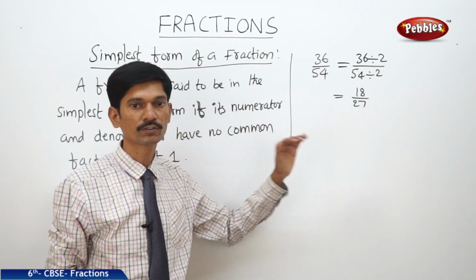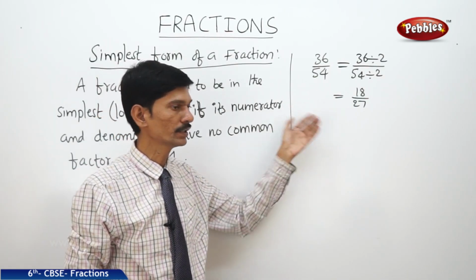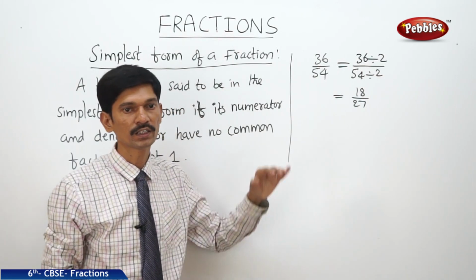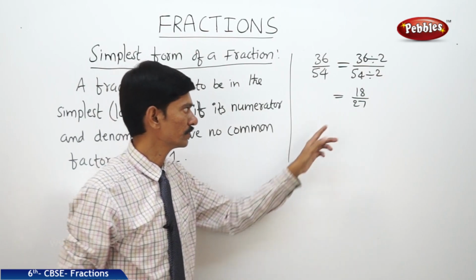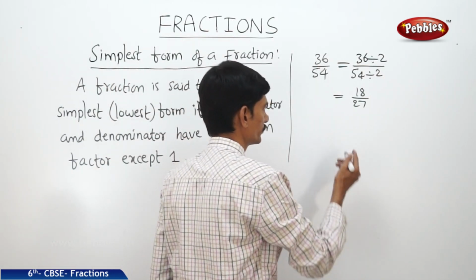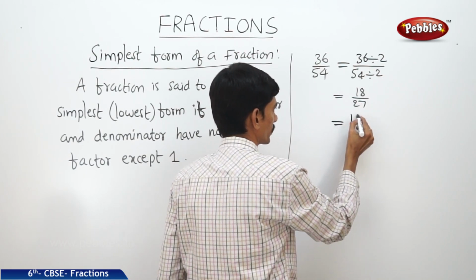If they do not have any common factor other than 1, meaning they don't have any common factor except 1, then only the fraction is said to be in the simplest form. So now it is not in the simplest form. So we divide both numerator and denominator again by the common factor 3.